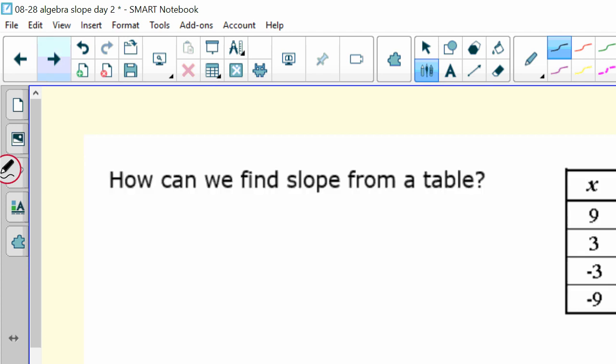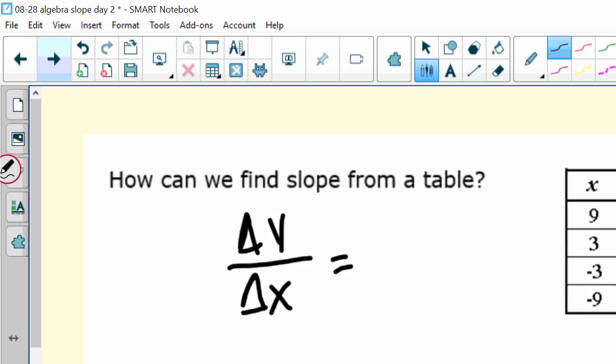Okay, how can we find slope from a table? Well, if I can find change in y and change in x, I can find them from my table. I have lots of points on my table. I can pick any 2 points. I'm going to pick these 2 points. So this is going to give me the change in my y. It's going up or down? Down. How many? 4. So the change in my y is -4.